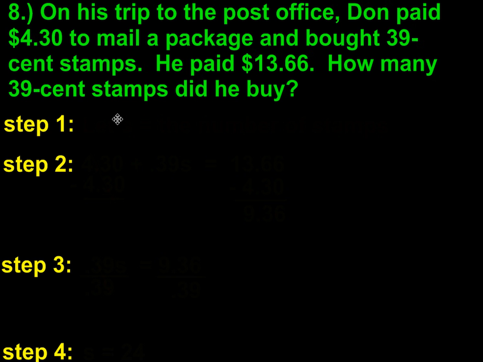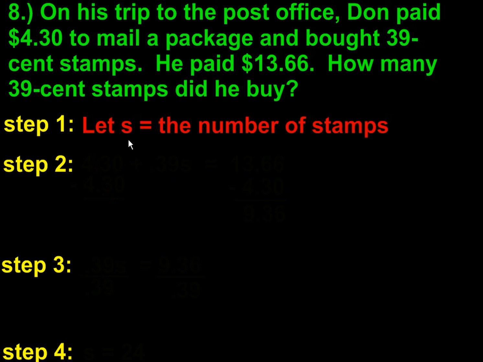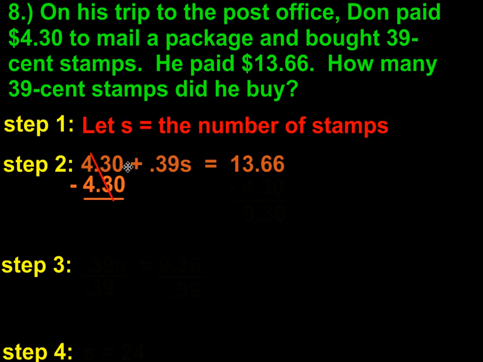Well, we'll start by creating a let statement, and we'll say let S equal the number of stamps. I chose S because it's S for stamps, but again, any letter is perfectly acceptable in solving this. Then we need to set up the problem. So we have $4.30 plus 39 cents times S, the number of stamps, equals $13.66.